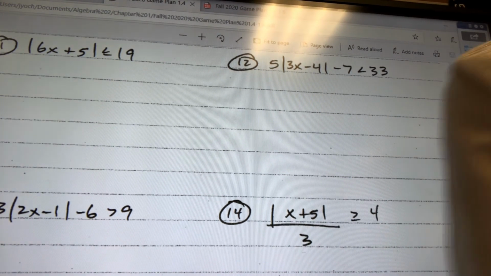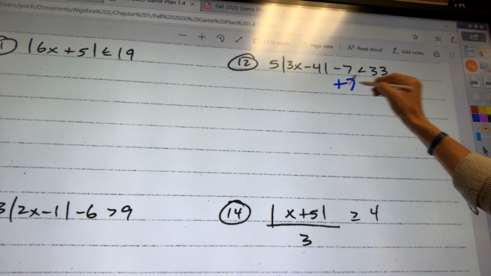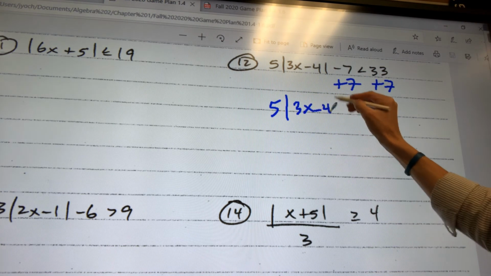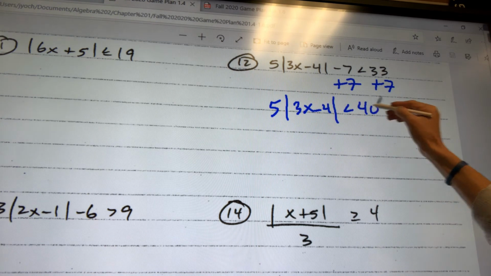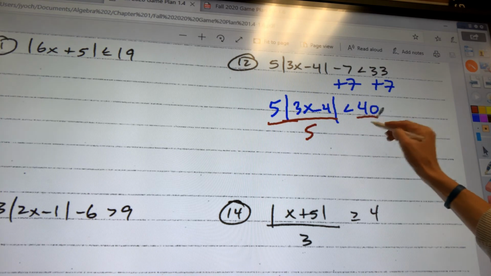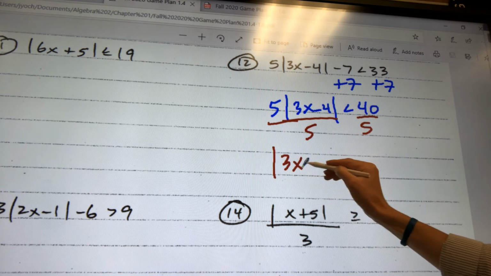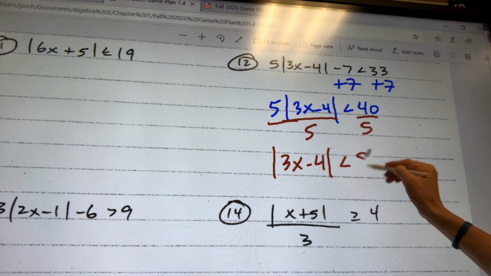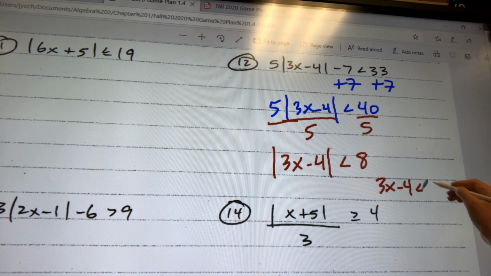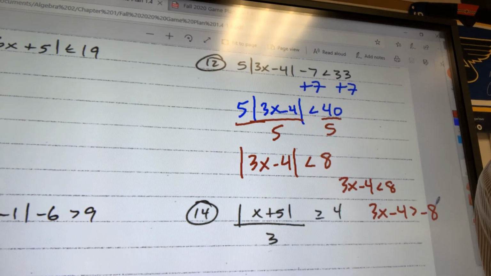On 12 here, folks. Gonna add 7. Then we're gonna divide by 5. 3x minus 4 in the absolute value is less than 8. I'm gonna probably leave this for you to solve. 3x minus 4 less than 8. You can solve that. 3x minus 4 greater than -8. We can also solve that.